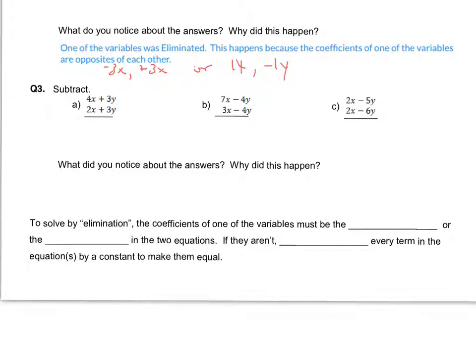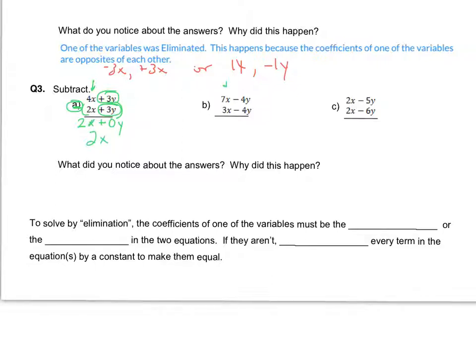Okay, now here we're going to subtract. So last time we were adding the columns together. This time we're going to subtract our columns. So if I have 4 x's and I want to subtract all of this, so I have 4 x's and I'm going to take away 2 x's. 4 x's take away 2 x's is 2 x's. And then I have positive 3y, and I'm going to take away a 3y. Positive 3y, take away 3y, I get 0y, and that eliminates the y's, and I get 2x as an answer for that one.